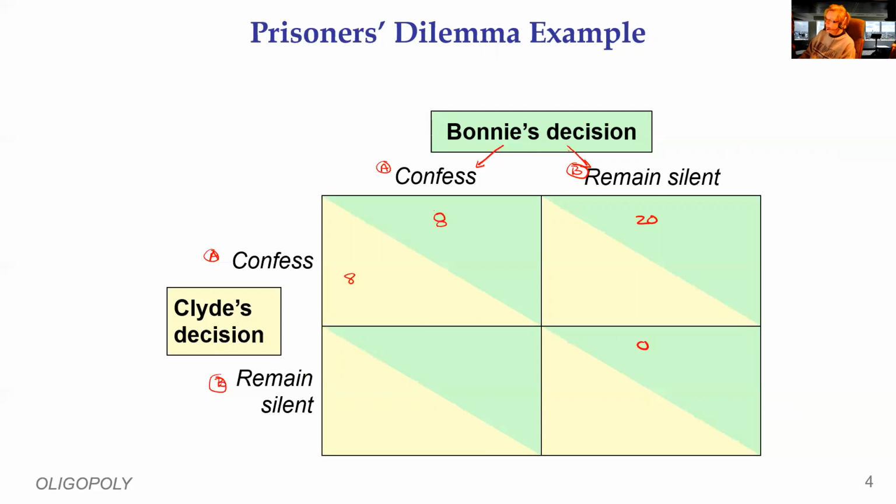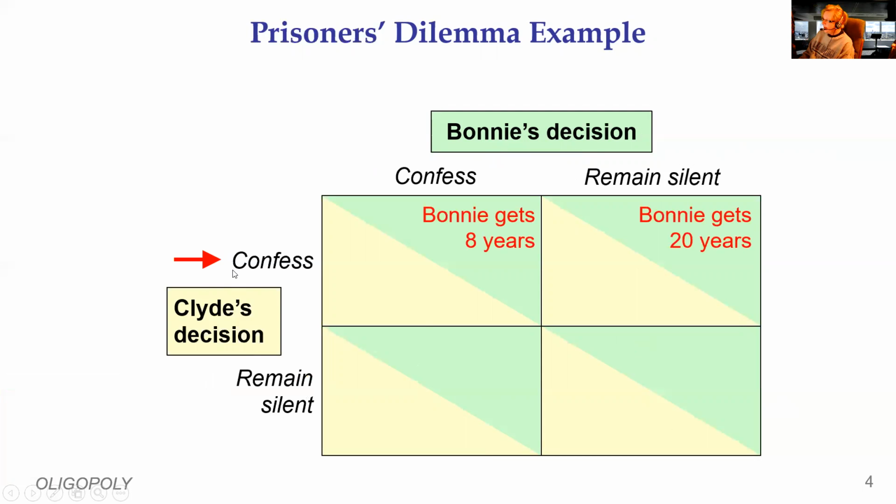Let's go ahead and fill these out, and I think it'll make a little more sense once I put these in. So we have Clyde confessing and Bonnie remaining silent. If Clyde confesses and implicates her, then she gets 8 years. The first thing I want to do is represent this as how many years out of your life, so a -8 and a -20.